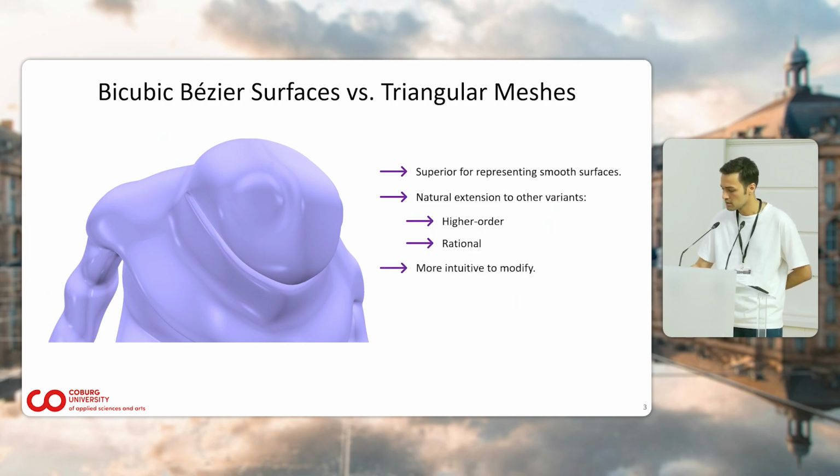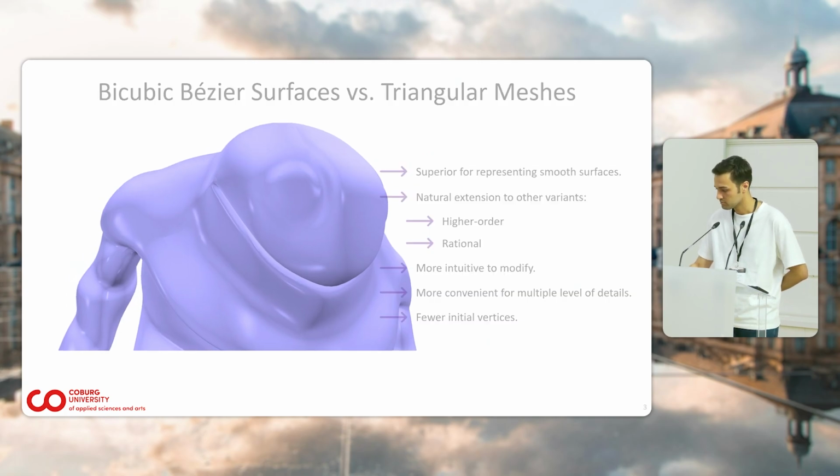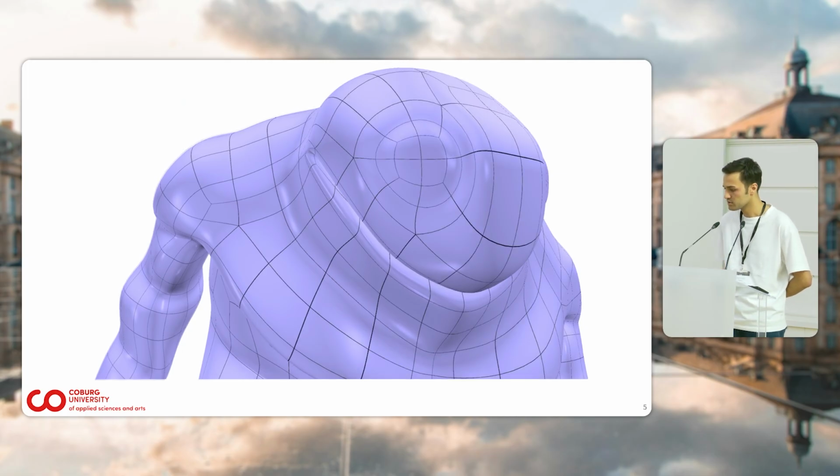You have a bunch of control points. And it's also more convenient to generate multiple levels of detail for them. And you need initially fewer vertices. Now let's take a look at the Big Guy as a popular example of a bicubic Bézier surface. It consists of a bunch of base patches, and we can take a look at one of these base patches.